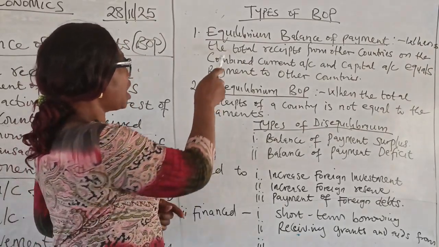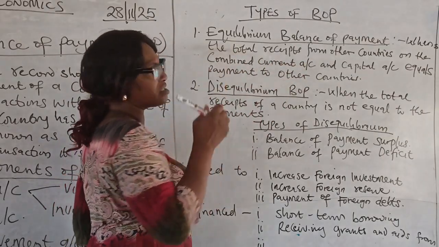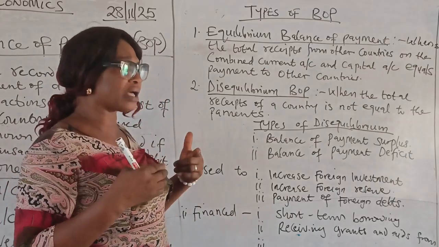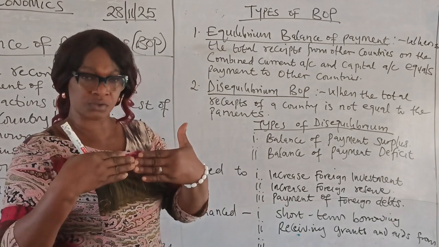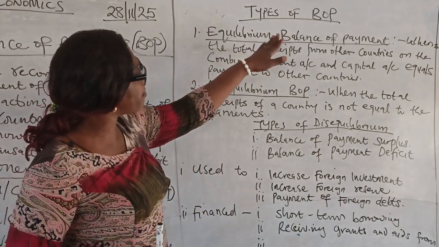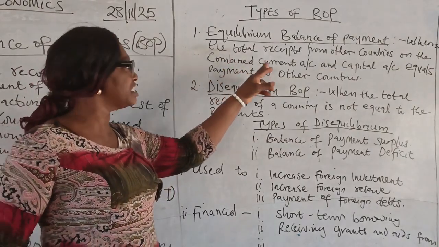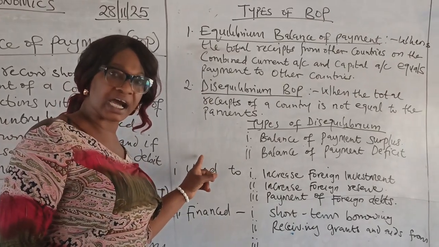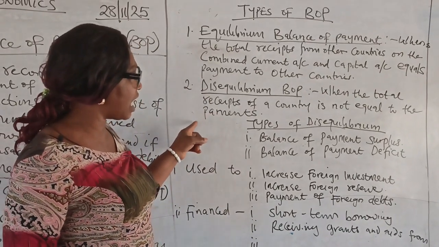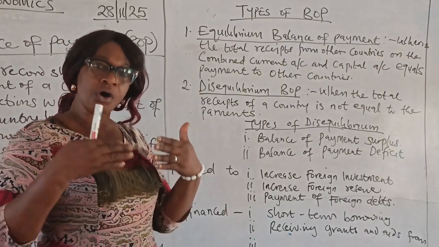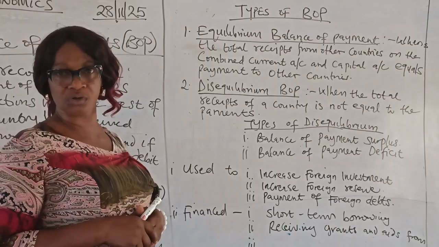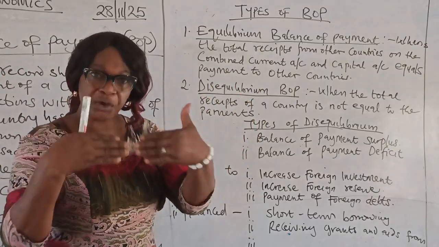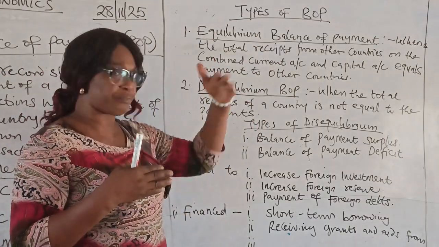Number one is equilibrium balance of payments. Of course, we know what is equilibrium. When we are talking about equilibrium, we are talking about equality, equal. So what is equilibrium balance of payments? It is when the total receipts from other countries on the combined current account and capital account equal payments to other countries of the world. Meaning that the export and the import are equal.